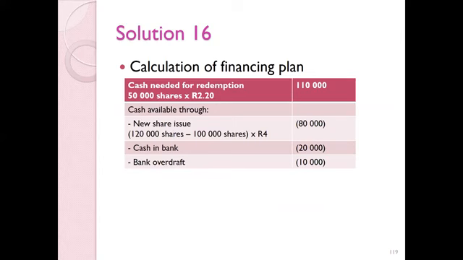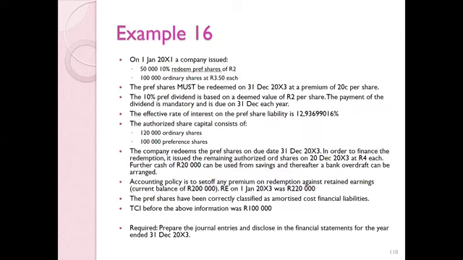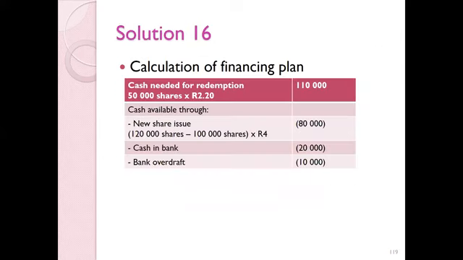We need to understand that we are redeeming these preference shares, and we said in the second bullet point that they're redeemed at a premium of 20 cents per share. Our first bullet point told us that we have 50,000 redeemable preference shares. They were R2 each, but they're going to be redeemed at R2.20 each, 20 cents premium. So how much cash do we need? 50,000 shares times R2.20 means we need a total cash value of 110,000 Rand.